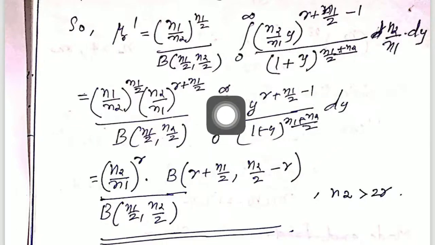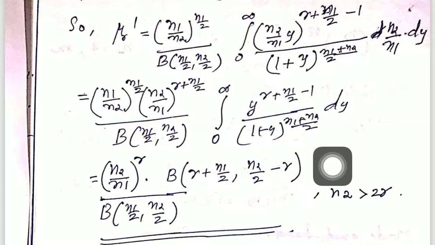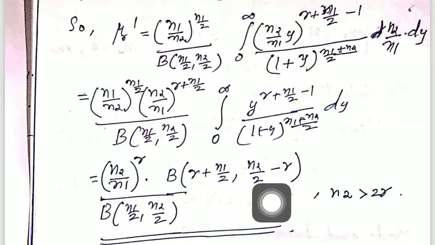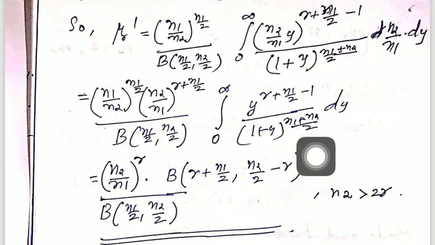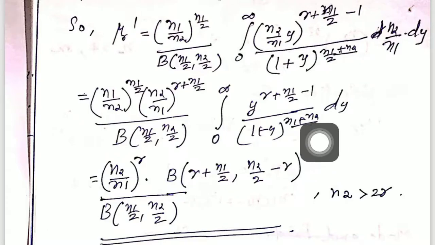And you can definitely see that this is nothing but a beta integral with alpha equal to r plus n1 by 2 and beta equal to n2 by 2 minus r, because this quantity can be split into r plus n1 by 2 and n2 by 2 minus r.